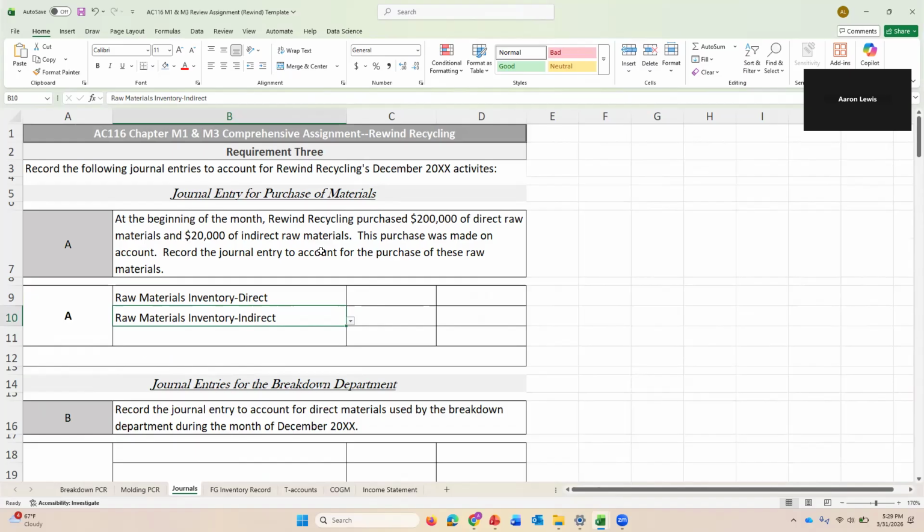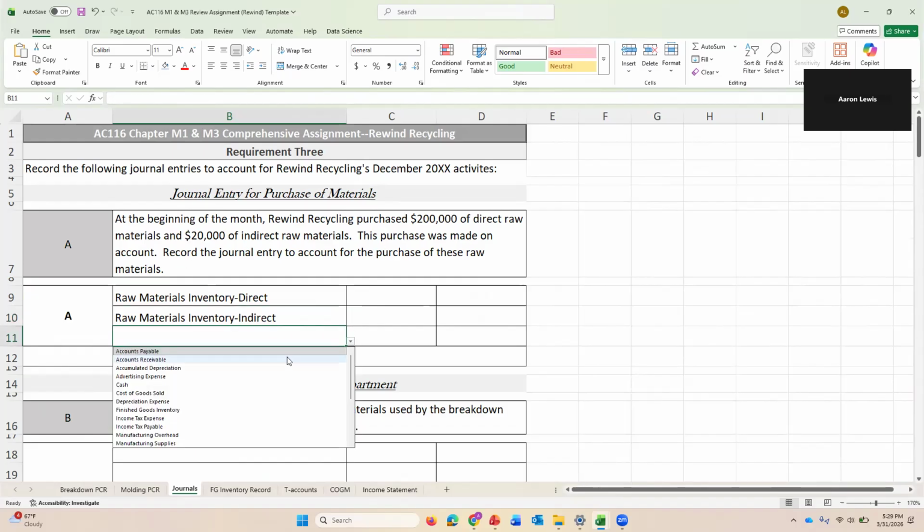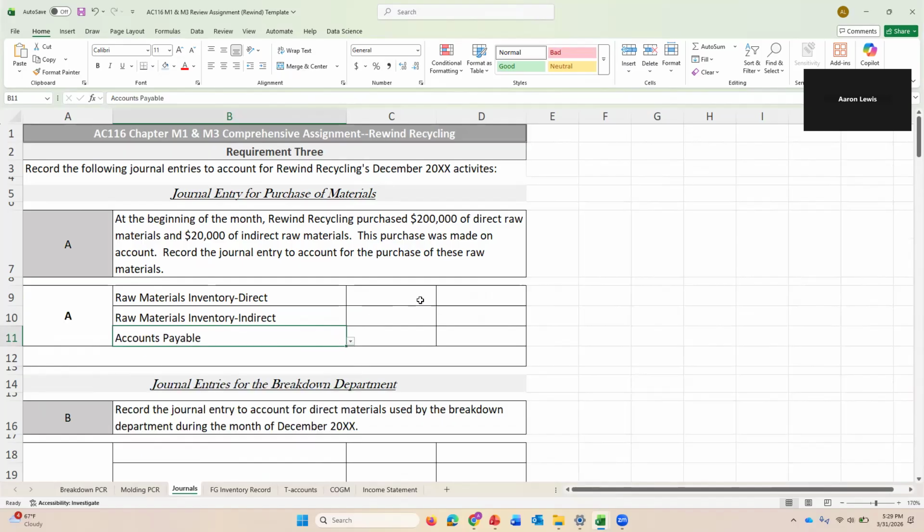How are we acquiring these materials? We're making this purchase on account, which means we're going to have to pay somebody in the future. So I'm going to have to book it to accounts payable. And the information tells me that we're buying $200,000 of raw direct materials. So that's what I'm going to debit that account for, and $20,000 of indirect materials. So between those two different types of materials, debits have got to equal credits. We're going to owe this vendor $220,000, and we keep that in this entry where we purchased raw materials.